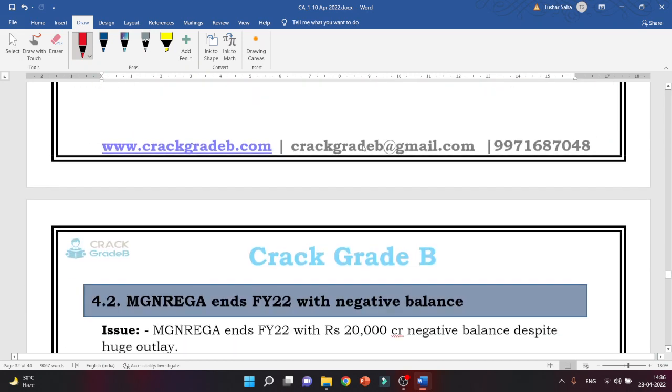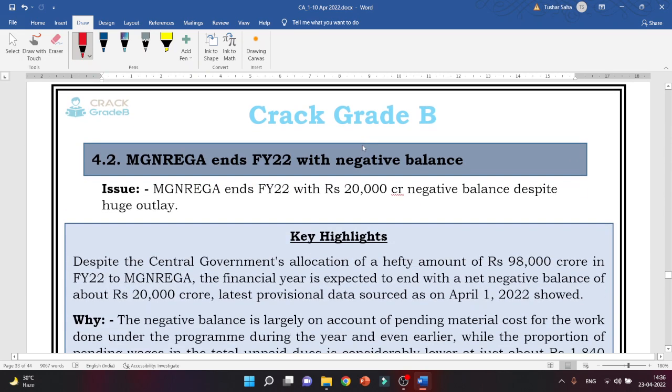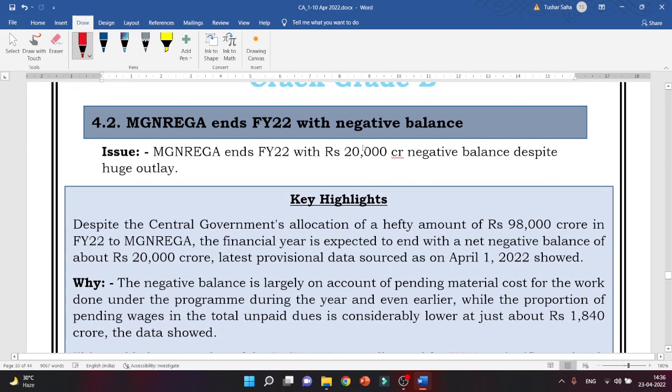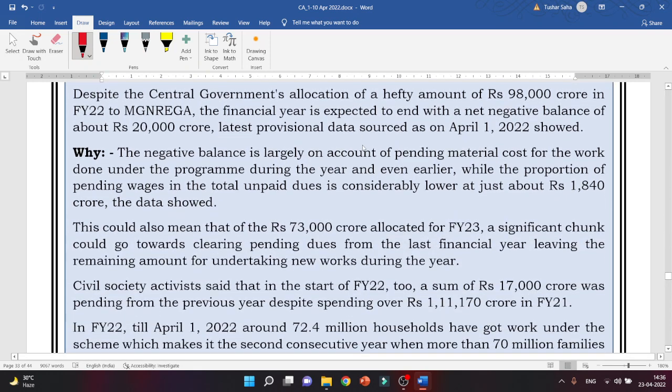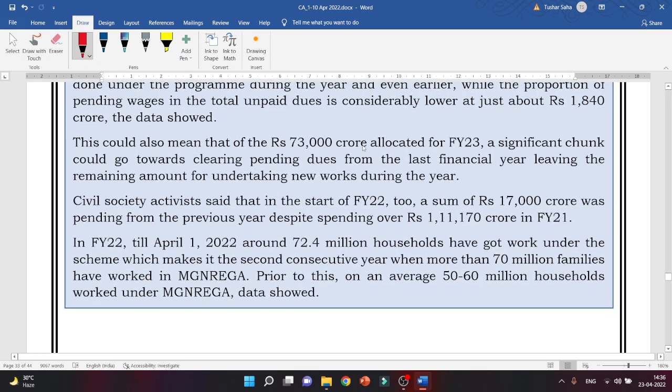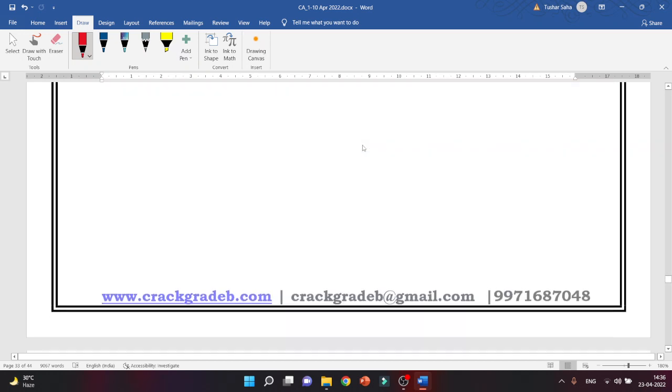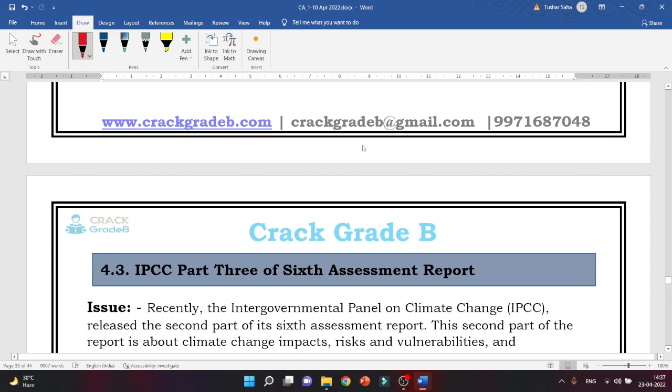Now, MGNREGA ends financial year 22 with a negative balance. So this means all the money is exhausted and there is money required for payment. So whatever is given in the current year's budget, some of the amount would go and backfill there. And this almost happens every year. Rest, if you go through it, you will understand there are a few reasons which the report highlights, which are already given. Again, those are important from your descriptive perspective to give you a broad sense when you write the answer.